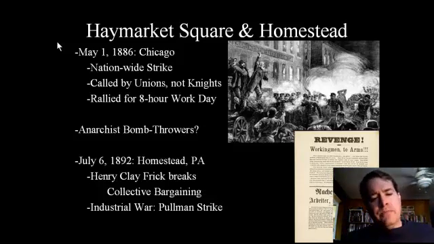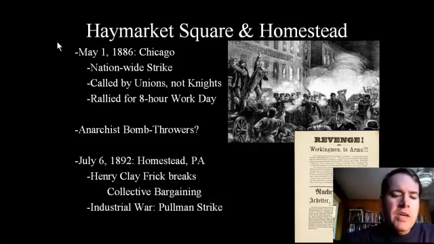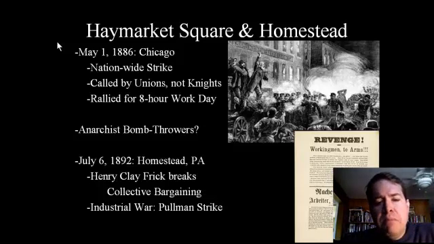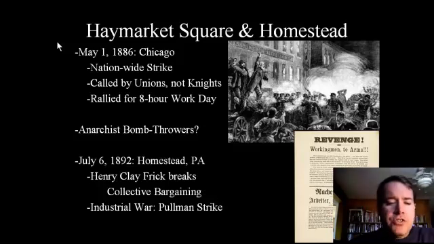Two years later, you will see another strike. This is at the Pullman plant outside of Chicago. Now, the Pullman company builds railroad cars. They build sleepers, they build dining cars, they build freight cars. Most of the cars that the railroad companies use are Pullman cars.